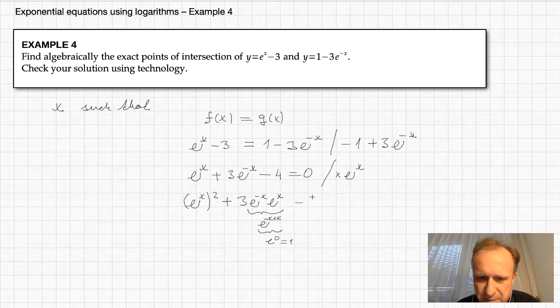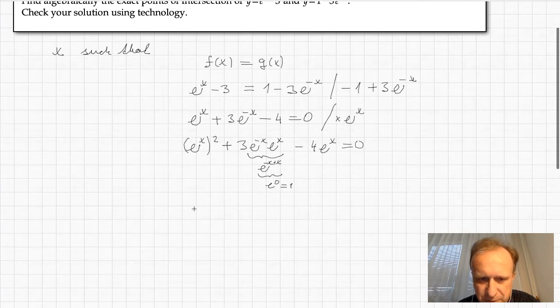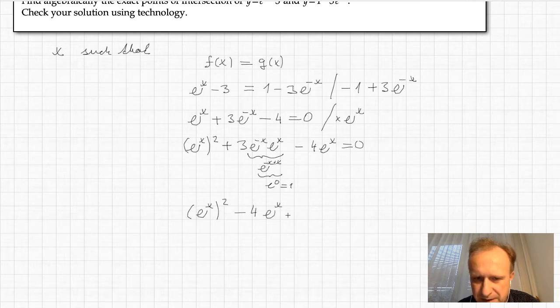And finally we have minus 4 times e to the power of x, and this should be 0. So our equation transforms to the following: e to the power of x squared. Now I will use this as the second term, so minus 4 times e to the power of x, and plus 3 times this 1, so plus 3 equals 0.